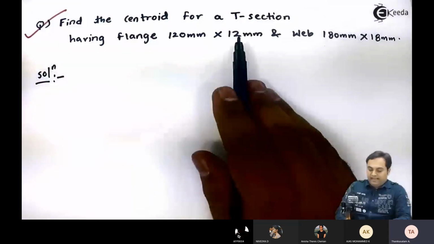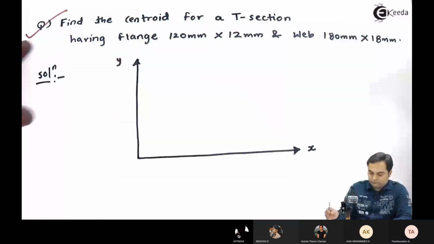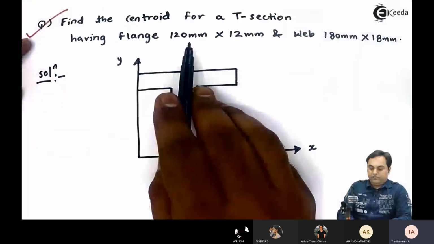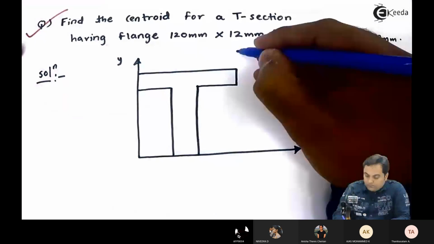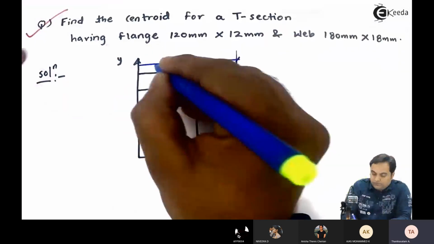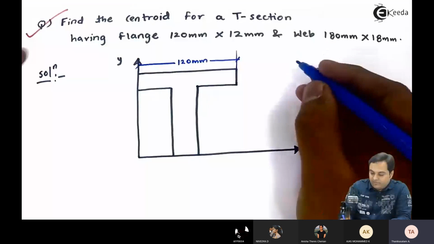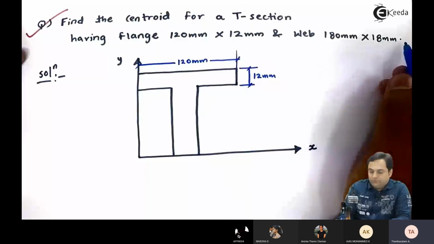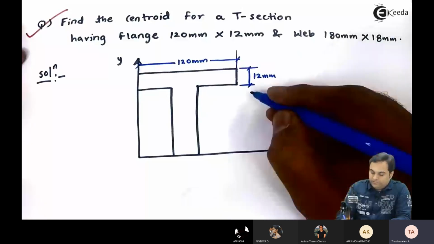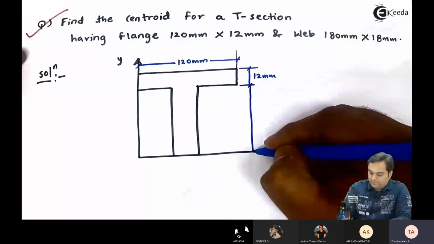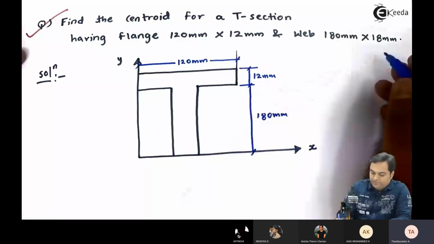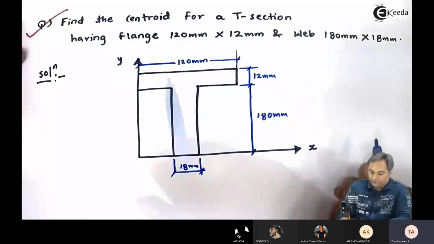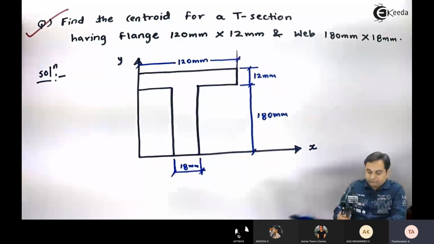Before that, I will draw the figure. Now here we have a T section where the flange is 120 mm into 12 mm. The web is 180 mm into 18 mm. So 180 mm is the height of the web, and 18 mm is the width. So here we have the upper portion which is called the flange.